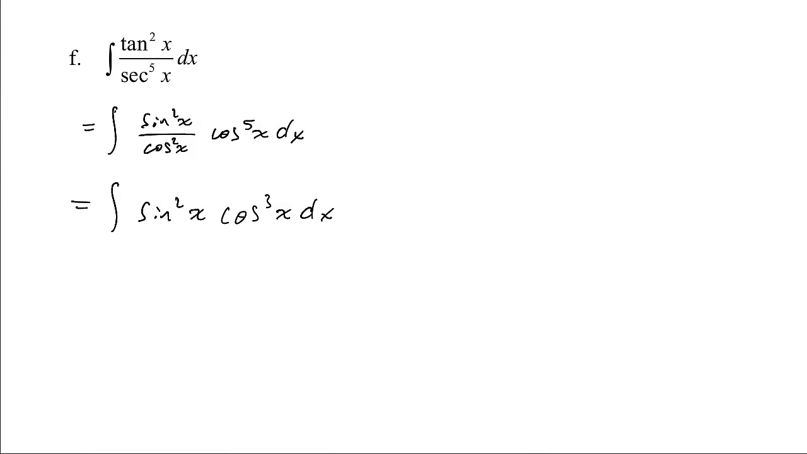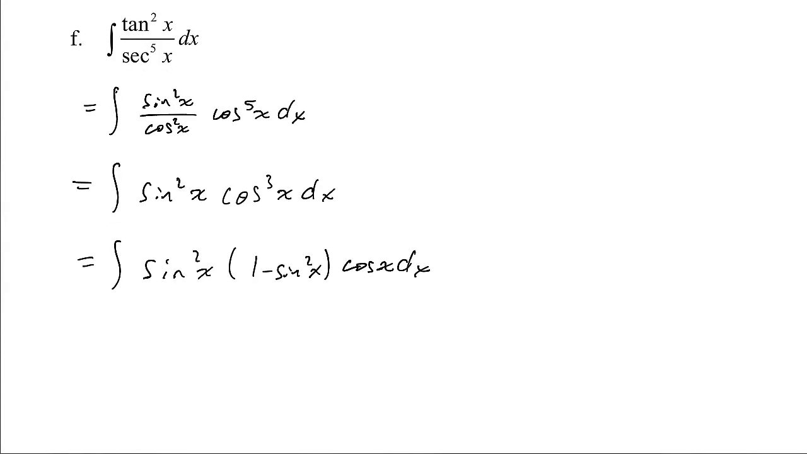So let's see, I can't do u substitution yet. And if I rewrite my sine squared, then I'll just have cosines involved. So I need to change my cosine cubed. So this becomes sine squared of x times 1 minus sine squared times cosine dx. Right, so then this is the integral of sine squared minus sine to the 4th cosine dx.